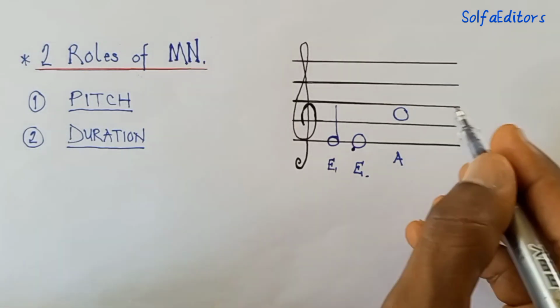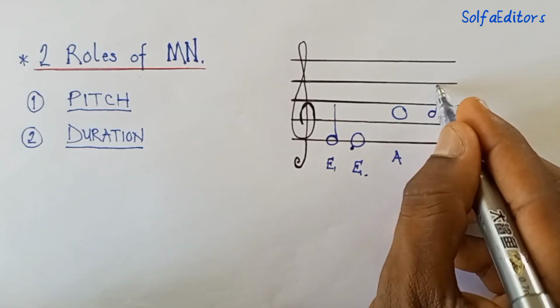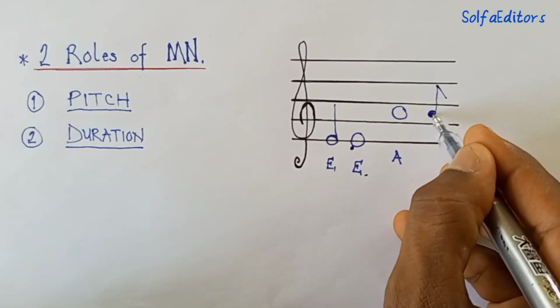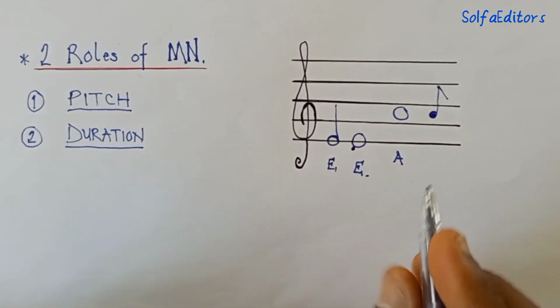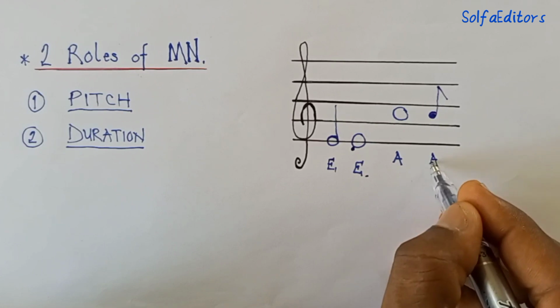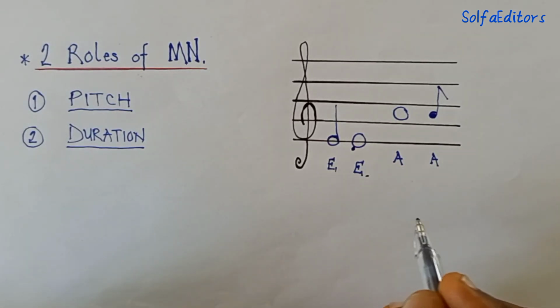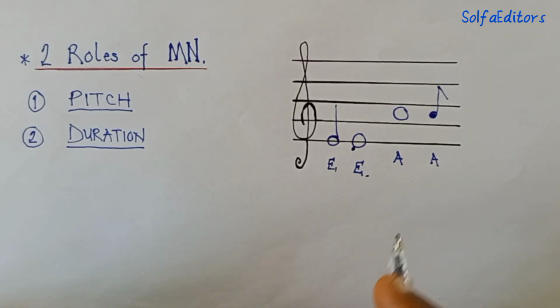Okay, we can also add another A up here. Maybe let's say eighth note. You can see they are both A's, but their kind of notes suggest that they would come with different rhythm, different length of time.